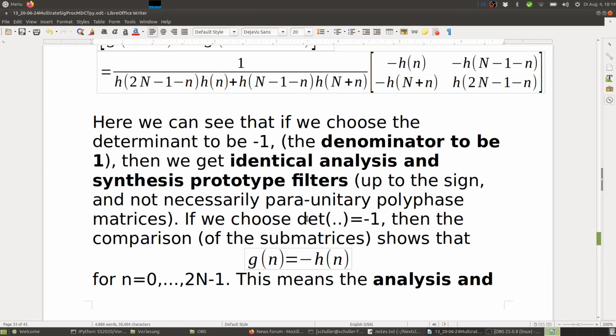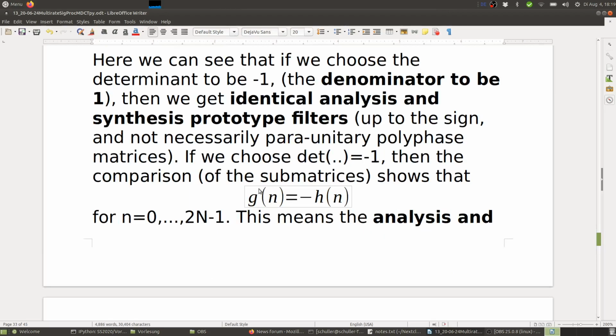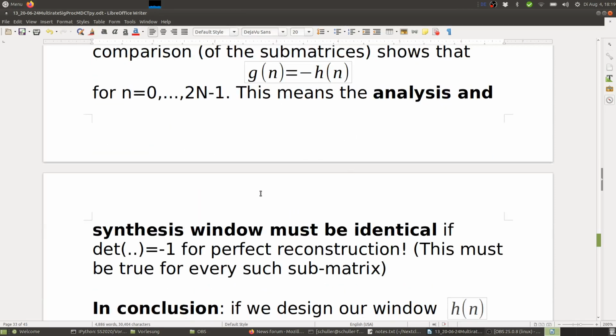Yeah, so if we choose determinant equals -1, then the comparison of the submatrix shows that g of n must be minus h of n for n equals 0 to 2n minus 1. And this means the analysis and synthesis window must be identical if the determinant is -1 for perfect reconstruction. So this must be true for every such submatrix. Right? So that's an interesting condition already.